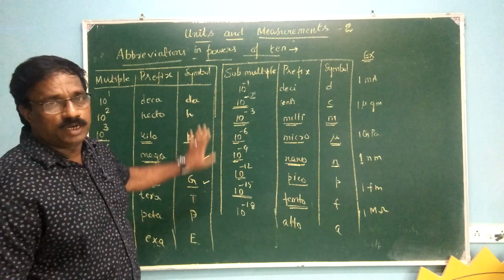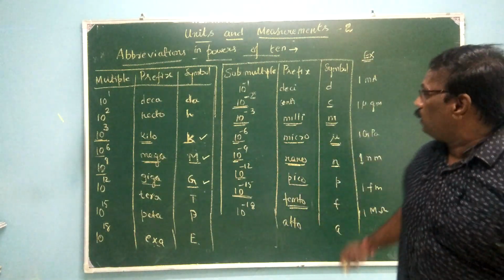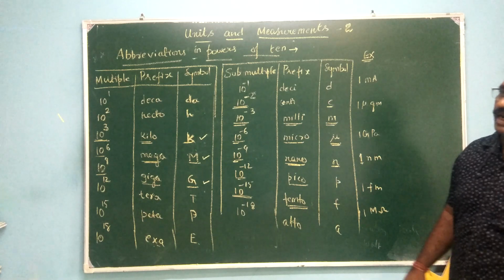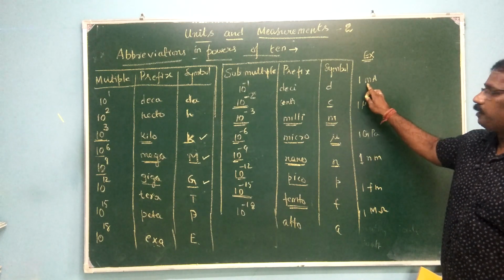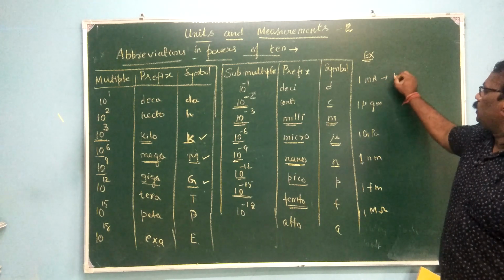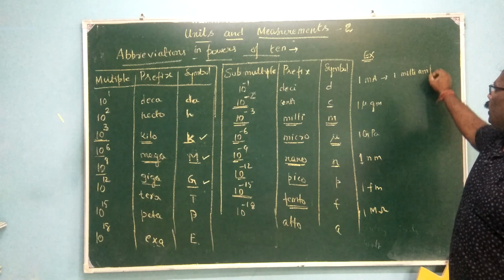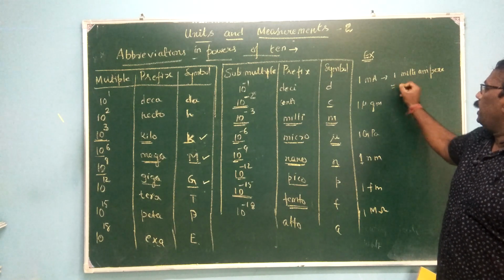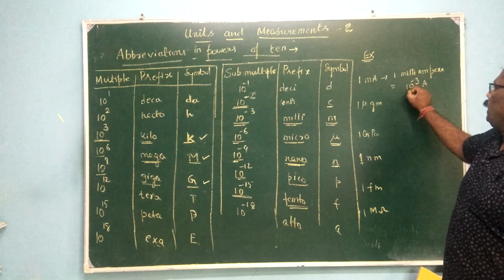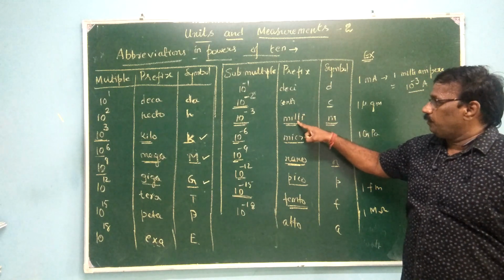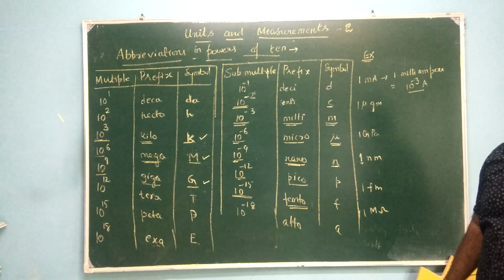The meaning of multiple and submultiple. Let us do some examples. It will be more clear. More clarity you'll get. 1 mA. What does 1 mA stand for? A stands for ampere. Small m stands for milli. So this is nothing but 1 milliampere. How to write? Milli means 10 power minus 3 A. That is the meaning. Milli means 10 power minus 3. 10 power minus 3 A. Understood?